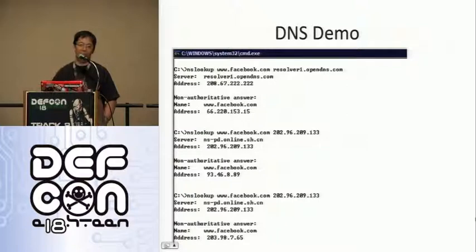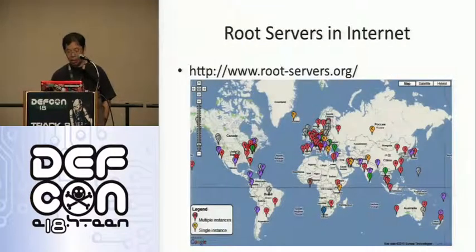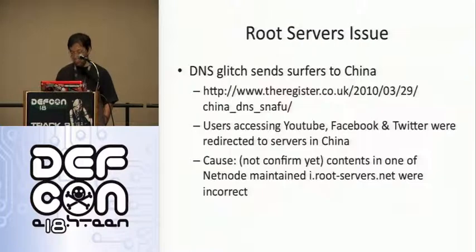Especially for me, I tried to connect to some proxy servers in Hong Kong, or even traveled to China. When I go to Facebook, we resolve the IP 66.220.153.115, which is the correct one. However, you find here that 93.46.8.89 is actually a false one. I mean, it doesn't exist. They do this kind of DNS poisoning. There's a root server on the internet. However, there was news just in March that when you go to YouTube, Facebook, and Twitter, you are redirected to servers in China.